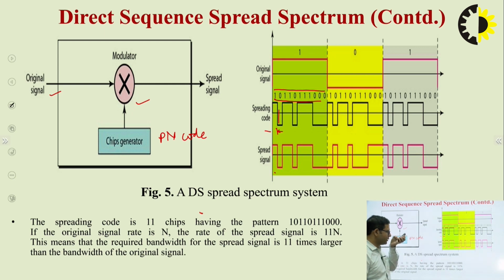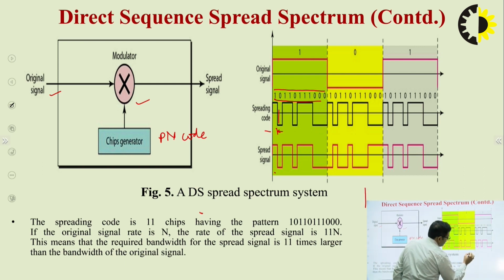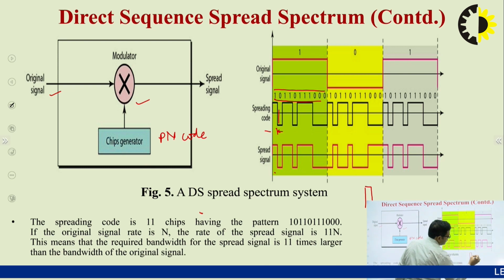The question arises, why is this a spread spectrum signal? As we observe, in this spreading code the width of a bit is very small, so its spectrum will be broad.